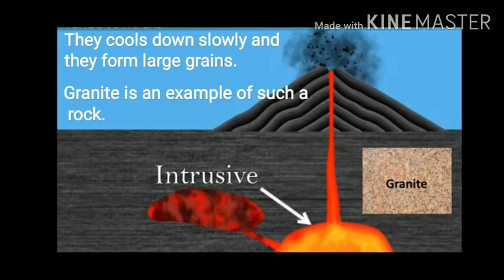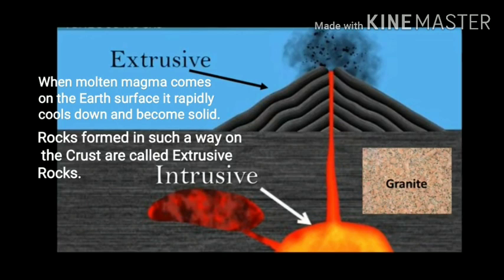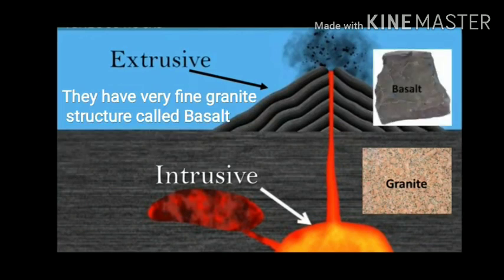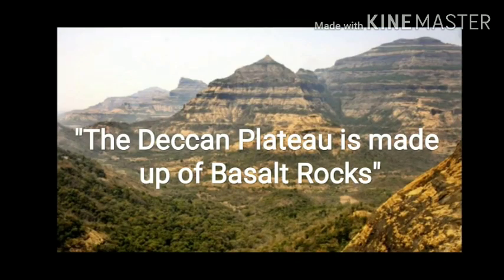Now we see what is extrusive rock. When molten magma comes on the earth's surface, it rapidly cools down and becomes solid. Rocks formed in such a way on the crust are called extrusive rocks. Extrusive rocks have a very fine grained structure, called basalt. The Deccan Plateau is made up of basalt rocks.